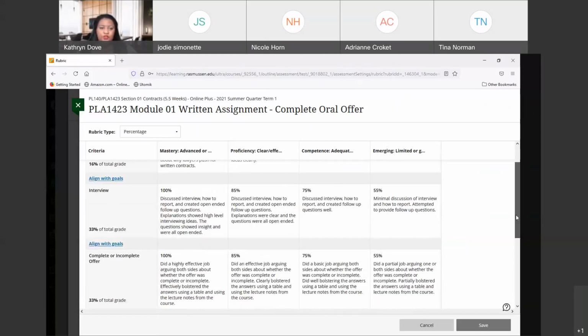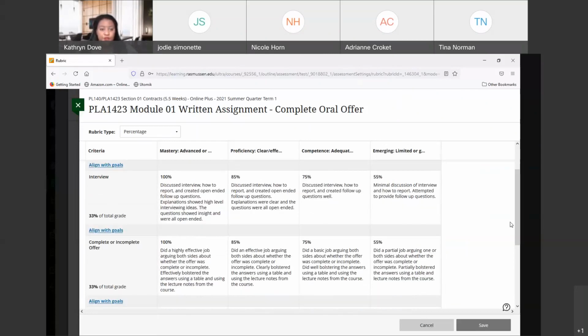33% of your grade: discuss the interview report, which is how you would document what the client has said during the interview. Create open-ended follow-up questions. Explanations show a high level of interviewing ideas. Questions show insight. And the open-ended questions: What did you see? What did you hear? What happened next? Complete or incomplete offer.